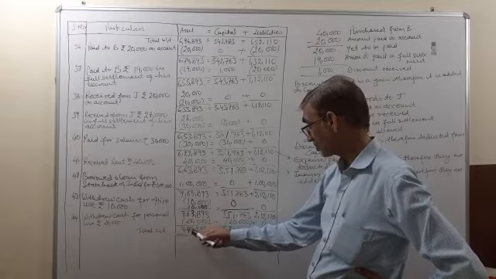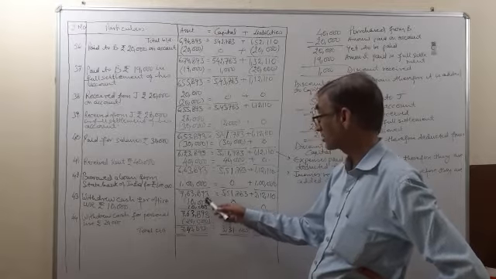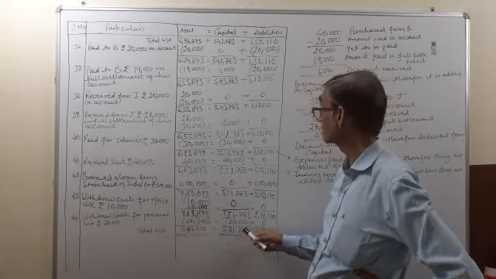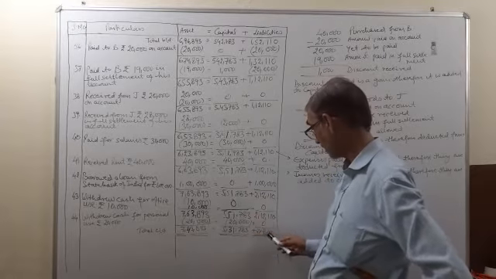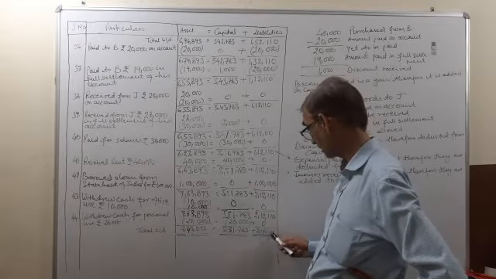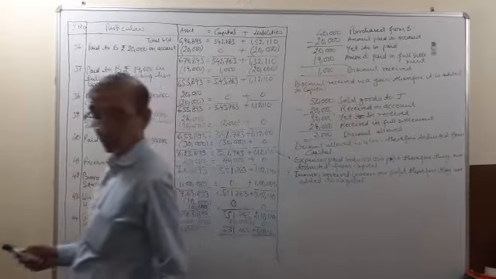So 7,43,893 is the amount of assets, and 5,31,783 is the amount of capital, and no effect on liabilities. Therefore, liabilities are 2,12,110. So it's clear to all of you.